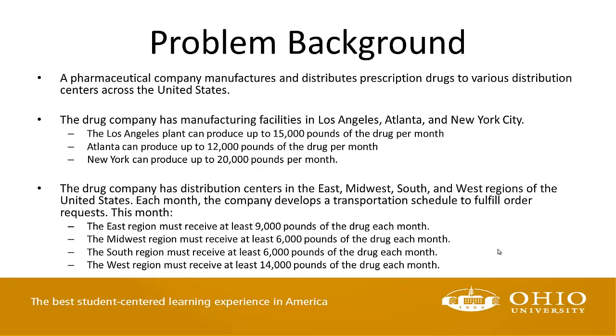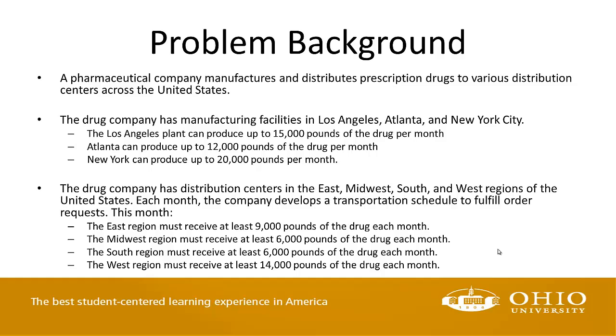In this particular problem, we have a pharmaceutical company that manufactures and distributes their prescription drugs to various distribution centers across the United States. The drug company has manufacturing facilities in Los Angeles, Atlanta, and New York City. We're given some extra information here: the Los Angeles plant can produce up to 15,000 pounds of drugs per month, Atlanta can produce up to 12,000, and New York up to 20,000 per month.